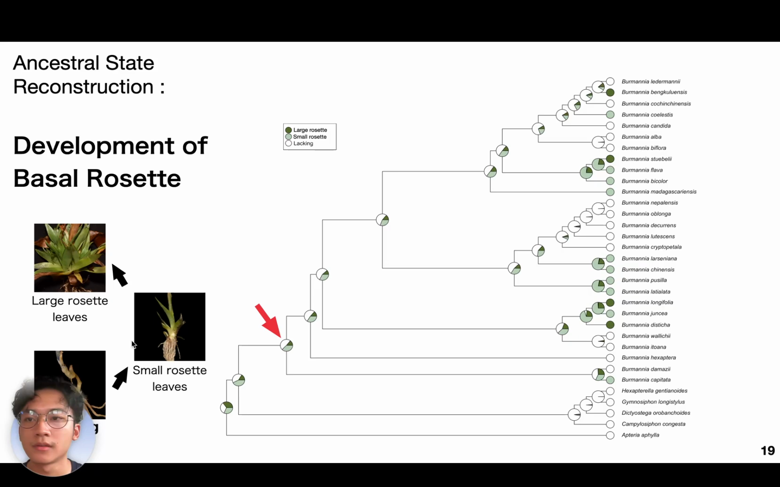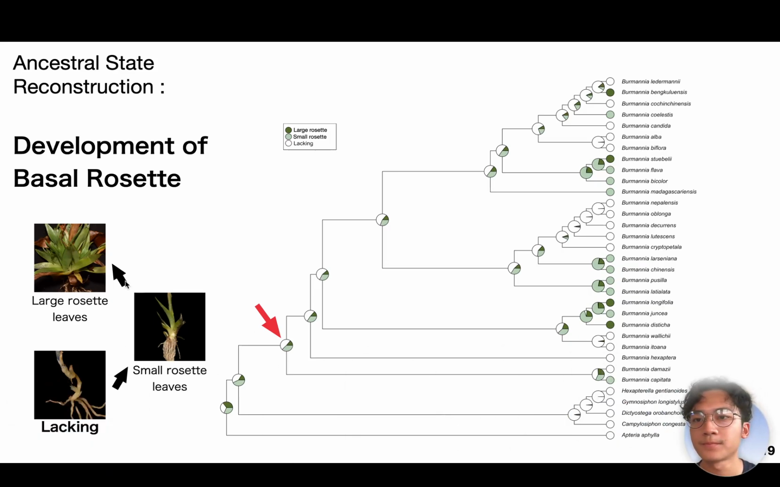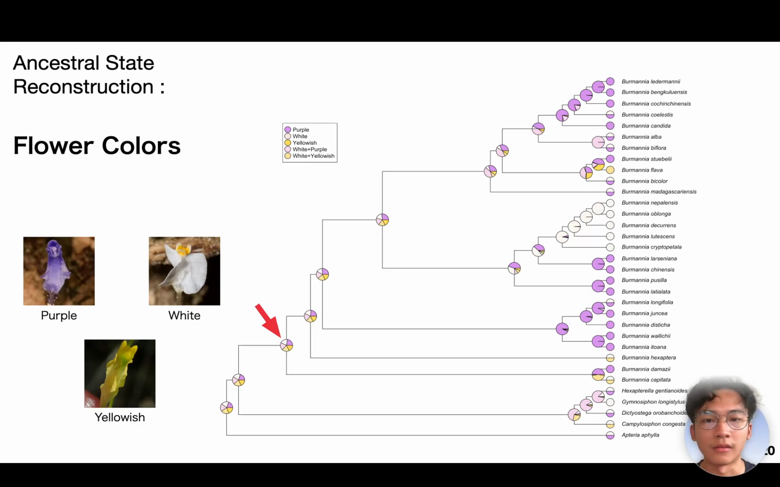And here, the size of the basal leaf. It starts from lacking, like the tree is showing, and then develops into more robust leaves in some clades, and quite a few have smaller rosette leaves. But the ancestor of the Burmanniaceae shows that it should be lacking, like their sister genera. For the flower color, it is ambiguous here, so we cannot tell which one should be the ancestor.